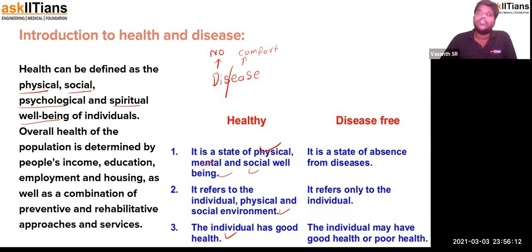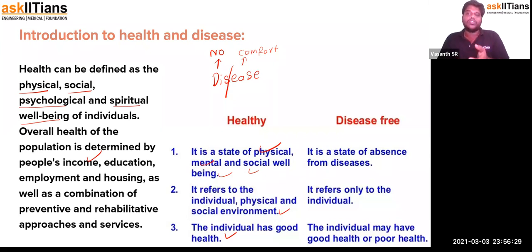What are the other factors that determine being a healthy person? One is income. When a person has a good income, it is obvious that the person would have a good standard of living.